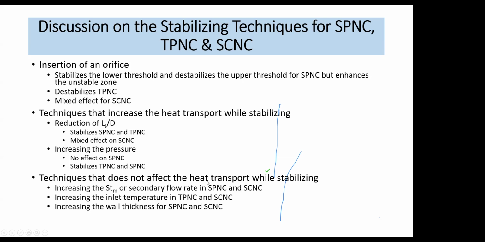And techniques that do not affect the heat transport capability while stabilizing: increasing STM, or secondary flow rate, that is the modified Stanton number, does not affect the heat transport capability, but it stabilizes. Increasing the inlet temperature in two-phase natural circulation and supercritical natural circulation is also stabilizing, and increasing the wall thickness is also stabilizing. Okay.